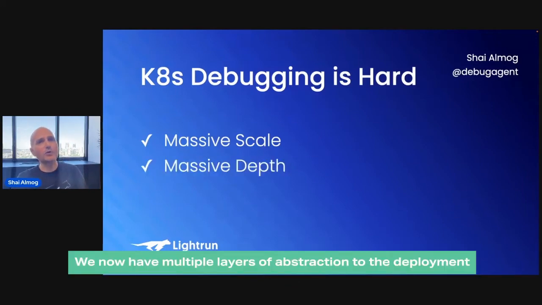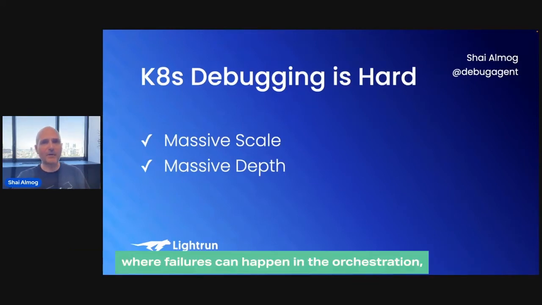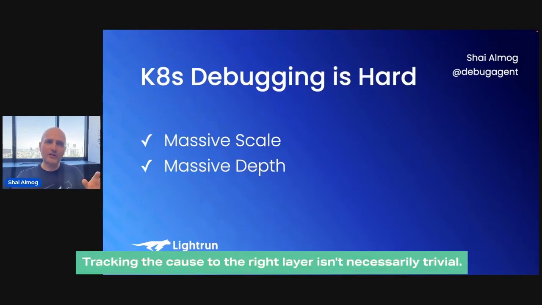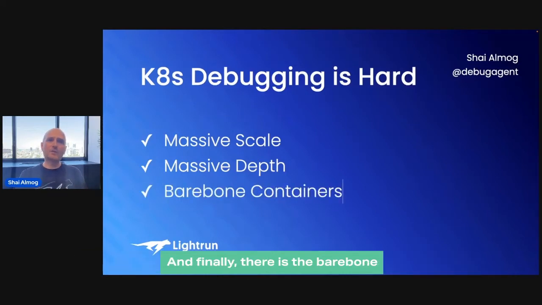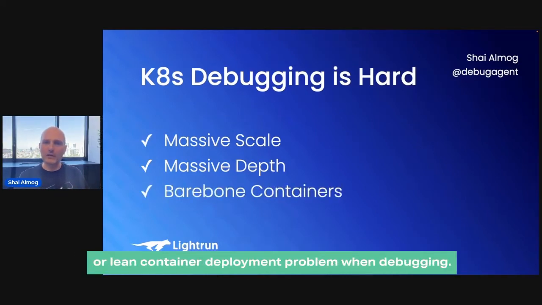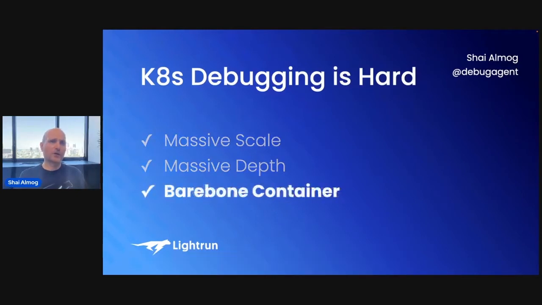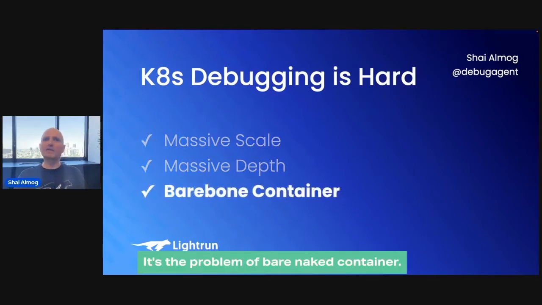We now have multiple layers of abstraction in the deployment where failures can happen in the orchestration, container, or code layers. Each failure requires a different set of skills and solutions. Tracking the cause to the right layer isn't necessarily trivial. And finally, there's the barebone or lean container deployment problem when debugging. This is the first problem I want to focus on. We'll get to the other 2 soon enough. It's the problem of the bare-naked container.